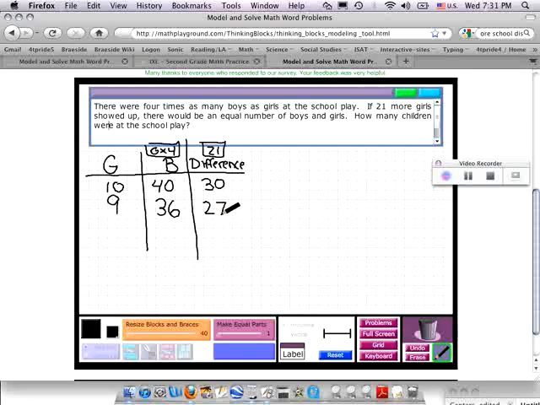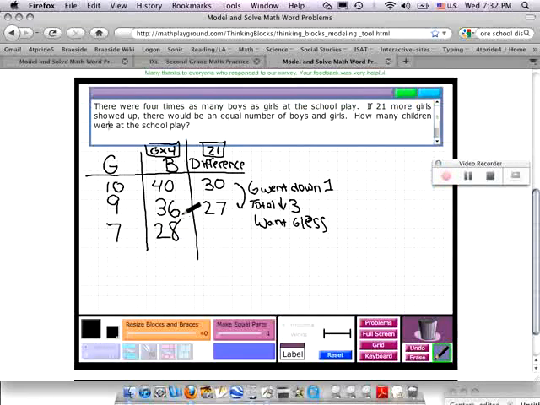And you could do that on paper if you would like. You would go to the next step and say, okay, when girls went down 1, the difference went down 3. Well, we're at 27. We want the difference to be 21. So we want 6 less, which is 2 groups of 3. So let's make the girls 7, because each time, if we went down to 8, our difference would wind up being 3 less, 24. And we want it to be 21. So we're going to go down to 7, which means the boys would be 28. And 28 minus 7 is a difference of 21.